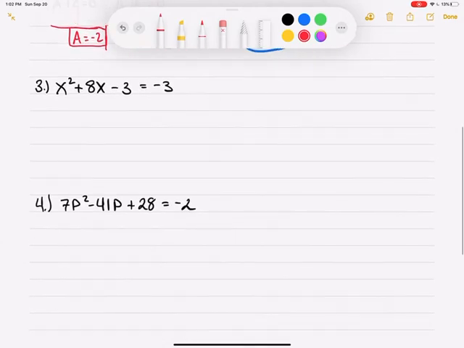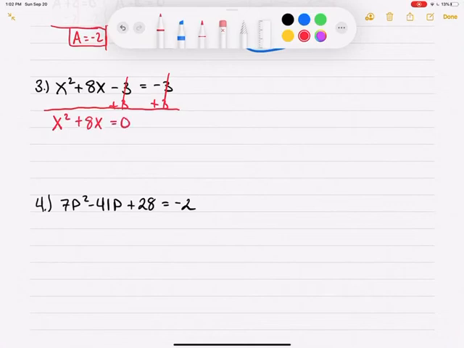In the third problem, I have x squared plus 8x minus 3 equals negative 3. What I need to do is make sure that the right side of my equation equals 0, and right now it equals negative 3. So to fix that, all I need to do is add 3 to both sides to make sure that the right side is equal to 0. These will cancel. These will also cancel, and it's going to leave me with x squared plus 8x equals 0.